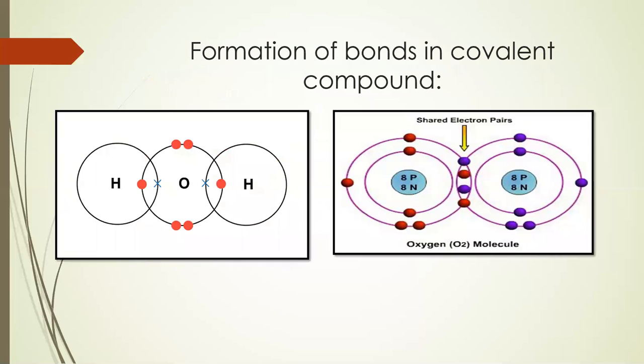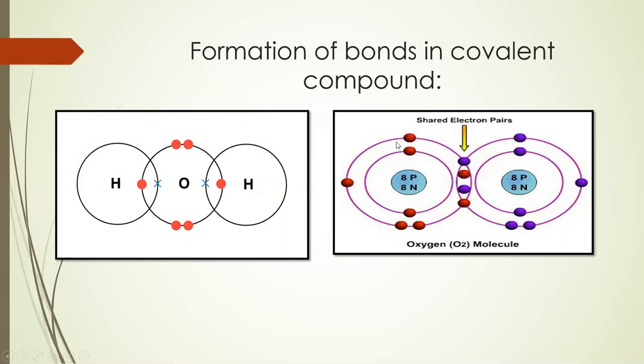Now, here are some examples of the formation of bonds in covalent compounds. Here is the example of oxygen, which makes a double covalent bond. Double covalent bond means it shares two electron pairs. Sharing two electron pairs means it needs two electrons to complete its outermost shell. One hydrogen gives one electron, and the other hydrogen gives another electron. So it will be making H2O, and the covalent bond is formed.